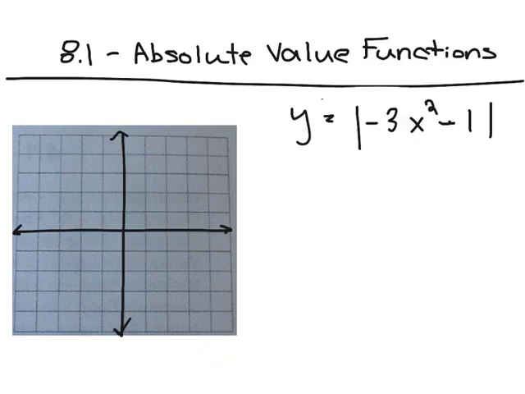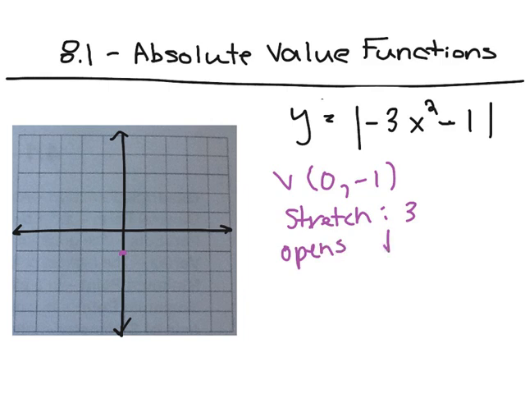For the next one, our vertex is at 0 and -1. So right here, we have a stretch by a factor of 3, and it opens down. So we're going to go over 1, down 3, over 1, down 3. Now this time, everything about this parabola is below the x-axis. So when you have this, you want to find the absolute value of the vertex. So 0 and the absolute value of -1, which is 0 and +1.